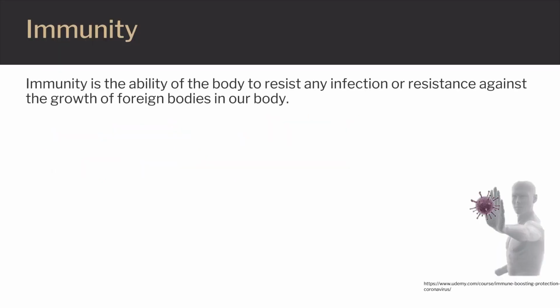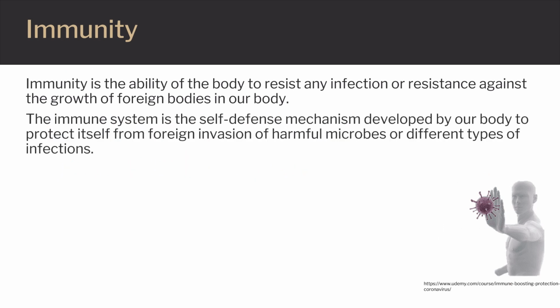Immunity is the ability of the body to resist any infection or resistance against the growth of foreign bodies in the body. The immune system is the self-defense mechanism developed by our body to protect itself from foreign invasion of harmful microbes or different types of infections. The human body consists of several specialized cells that make up the entire immune system, with each cell serving its own function. These are known as the white blood cells, WBCs, and can be termed as the soldiers of the body.